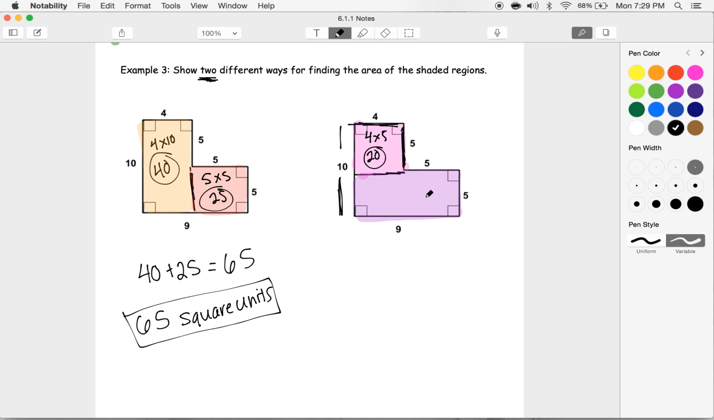Now I need to do the same thing with this purple rectangle down here. This 5 talks only about half of it. It doesn't cover the whole thing, so I'm not going to use him. But I have a 5 for my width and a 9 for my length. So 9 times 5 gives me that 45. So 20 plus 45 equals 65. 65 square units.